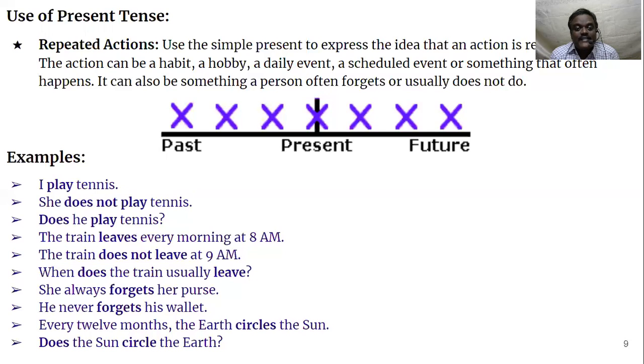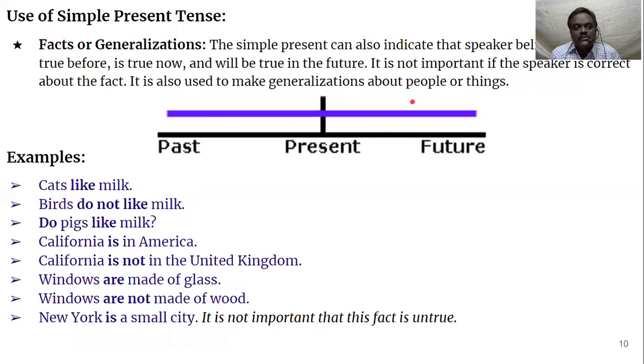She always forgets her purse. It is a habit. He never forgets his wallet. Again, it's a habit, a negative habit. Every 12 months, the earth circles the sun. It is a universal truth. Does the sun circle the earth? It is again based on the universal truth. Okay, it's a question. Now let's go to some more rules.